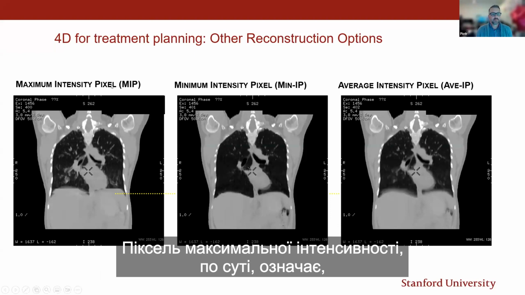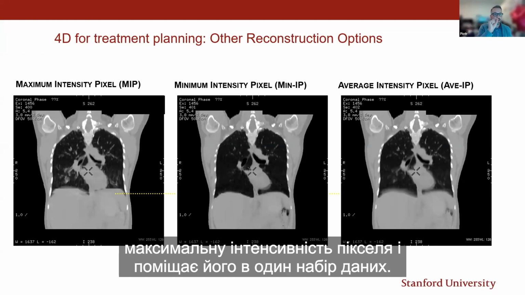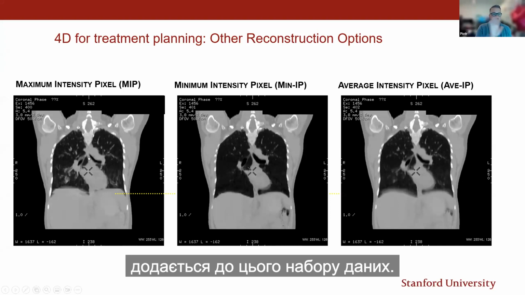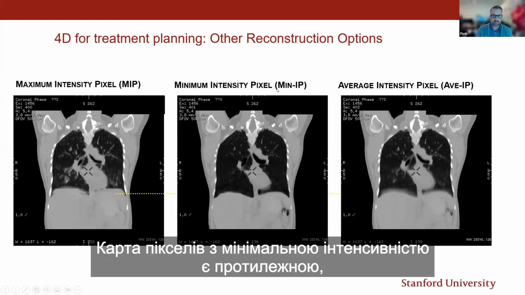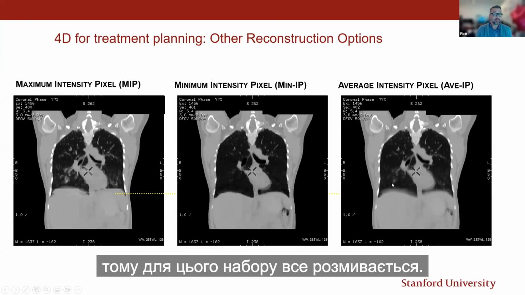The maximum intensity pixel map, as it sounds, takes out of the same locations across time the maximum pixel intensity and places it into one single data set. Effectively, this means that the brightest pixel across any phase gets added to this data set. The minimum intensity pixel map is the opposite of that, it takes the minimum. And the average, obviously, is an average, so everything gets blurred out for that set.